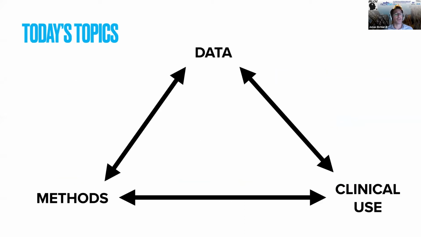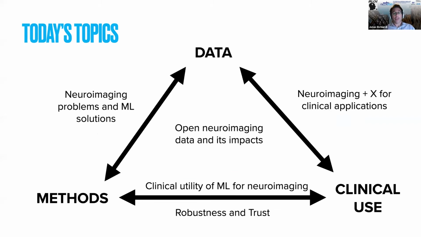So we have, if you want, the golden triangle here of data, methods, and clinical use. And this, I believe, is a good frame for what we will discuss during this panel discussion. The questions and the topics for discussion will center basically around this: neuroimaging problems and machine learning solutions, so the interplay between the different communities of researchers; neuroimaging plus X, so omics, genomics, proteomics, etc., for clinical applications; the clinical utility of machine learning for neuroimaging, because of course we need to show the value of these methods, which also goes with robustness and trust.